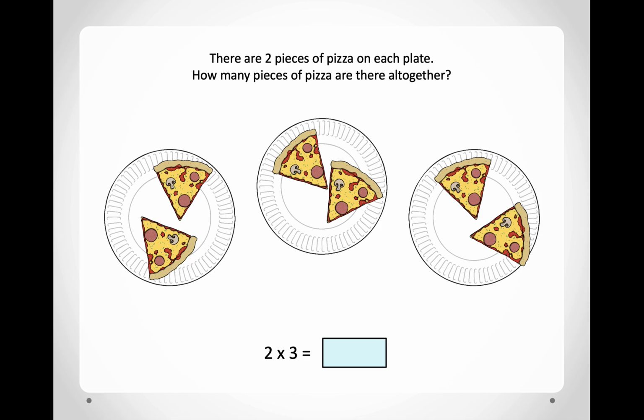Let us look at this one. There are 2 pieces of pizza on each plate. How many pieces of pizza are there all together? Now we can count in twos. Okay, 2, 4, and 6. So when we put it as a multiplication sentence, we will say 2 because there are 2 in each plate, and there are 3 plates altogether. So we will say 2 times 3, and if we count in twos, 2, 4, 6. So our answer will be 6.